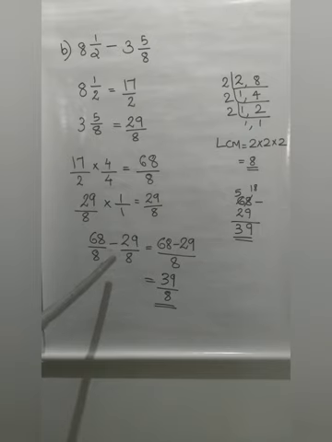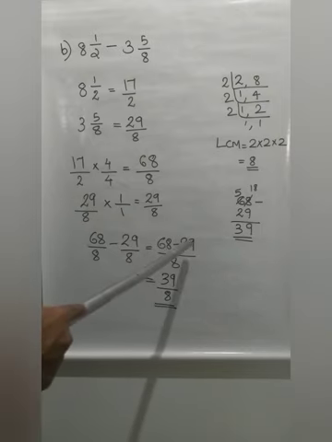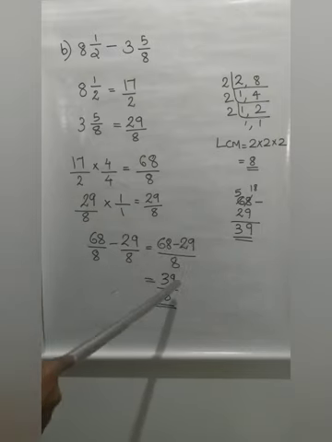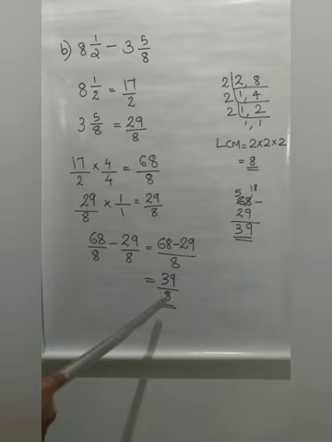So subtracting 68 minus 29, the denominator has no change, it stays the same. So 68 minus 29, you are getting 39 by 8.